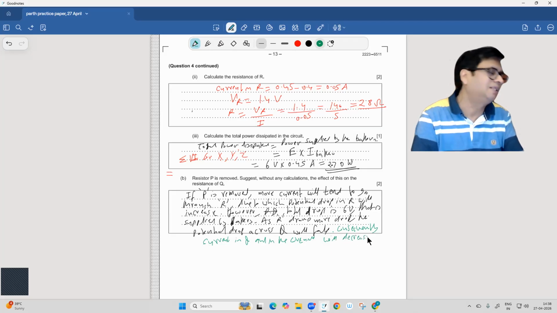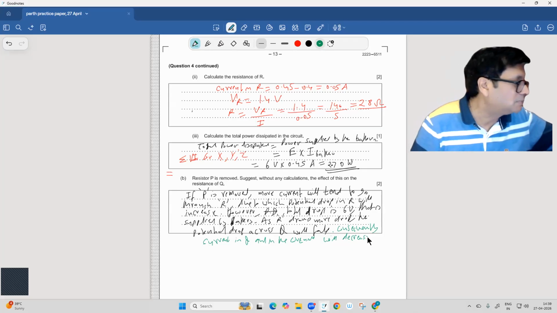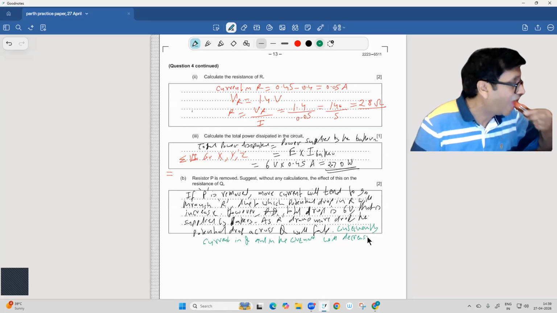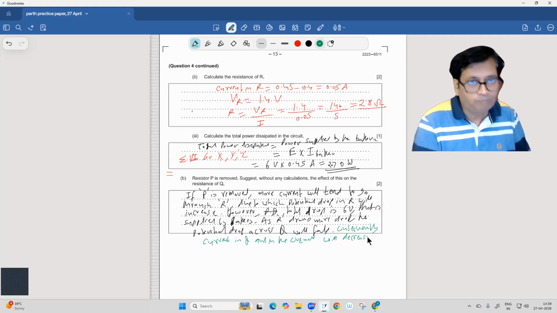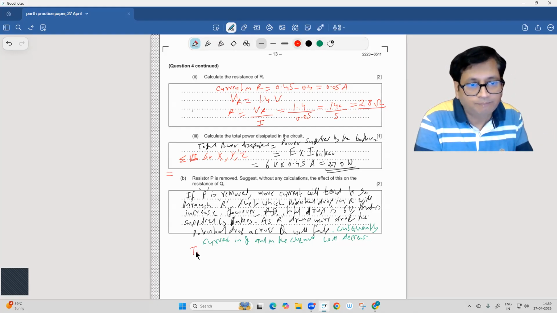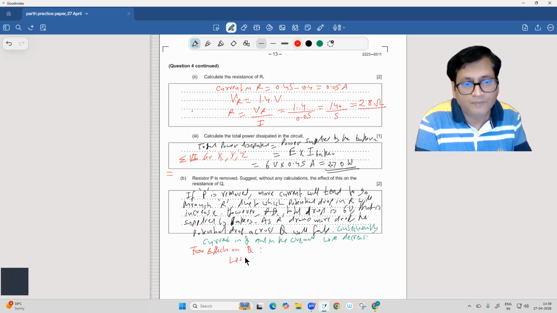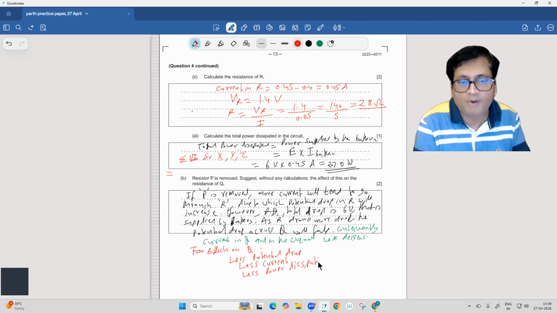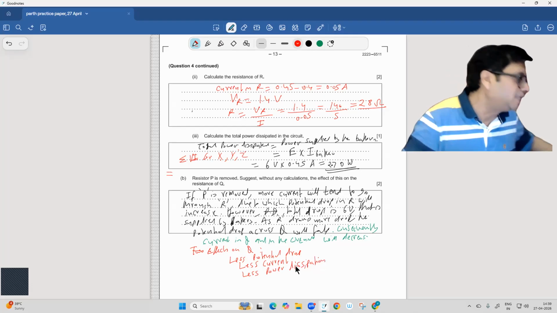पैरेलल में जब रेजिस्टेंस को हम हटा देते हैं तो ओवरऑल रेजिस्टेंस बढ़ जाती है, और जब ओवरऑल रेजिस्टेंस बढ़ जाती है तो सर्किट में करंट कम हो जाता है। So effect on Q: less potential drop, less current, less power dissipation. Okay. Because power dissipation is the product of the above two. When both have decreased, the product will also decrease.